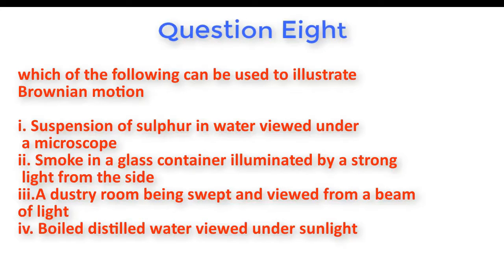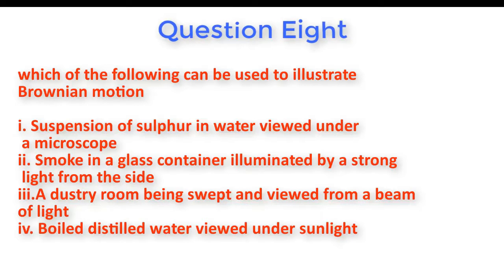Question number 8. Which of these can be used to illustrate Brownian motion? 1. A suspension of sulfur in water viewed under microscope. 2. Smoke in a glass container illuminated by a strong light from the side. 3. A dusty room being swept and viewed through a beam of sunlight. And 4. Boiled distilled water viewed under sunlight.